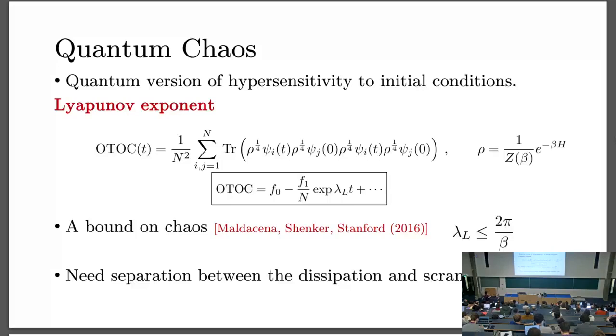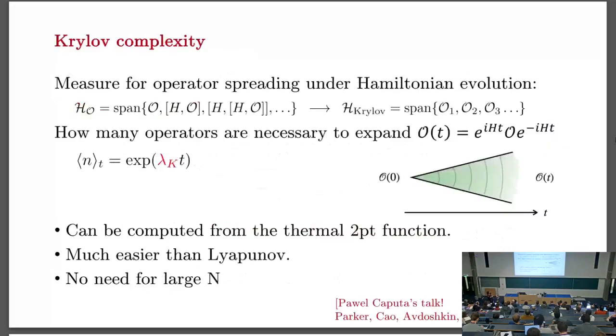In order to define the out-of-time-order correlator, we need a separation between the dissipation and the scrambling time. Otherwise, there is no regime in which to watch this exponent dominating the behavior. And that happens at large N, so that's what I'm focusing on today. But you should know that at finite N, this probe is useless. And that led people to propose the idea of Krylov complexity.